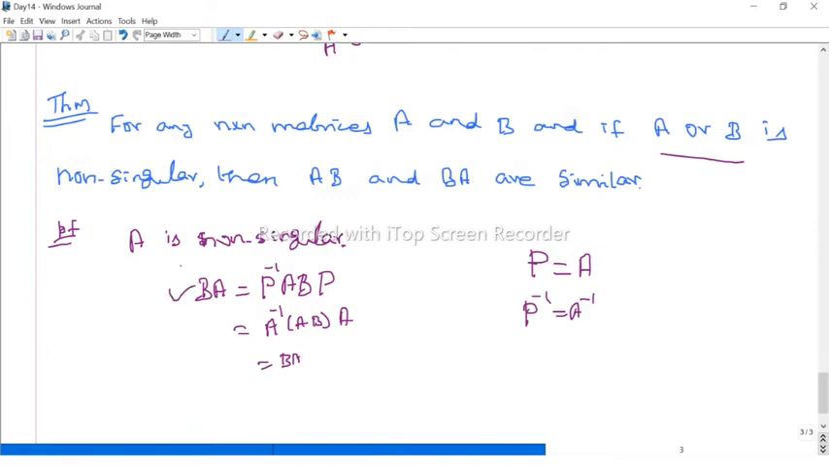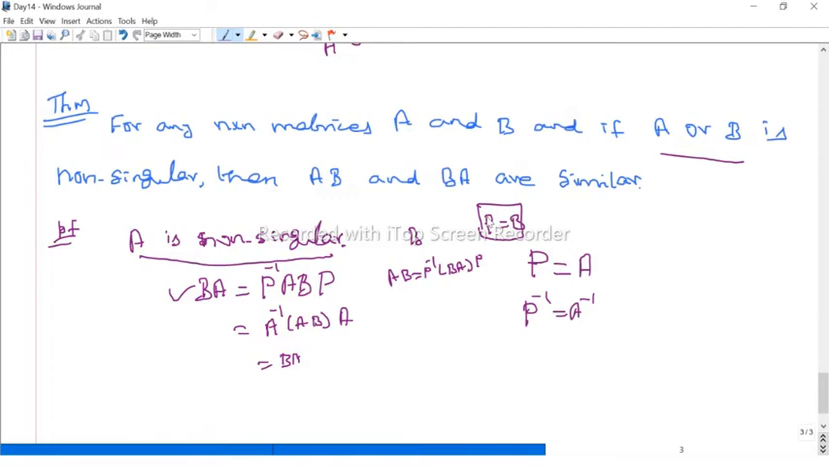Suppose we assume that A is a non-singular matrix, then AB and BA are similar matrices. Similarly, if we assume B is non-singular, then we can write AB equal to P inverse BA P. In that case, we take P equal to B, because its inverse exists. Therefore, AB and BA are similar matrices if one of the matrices A or B is non-singular.